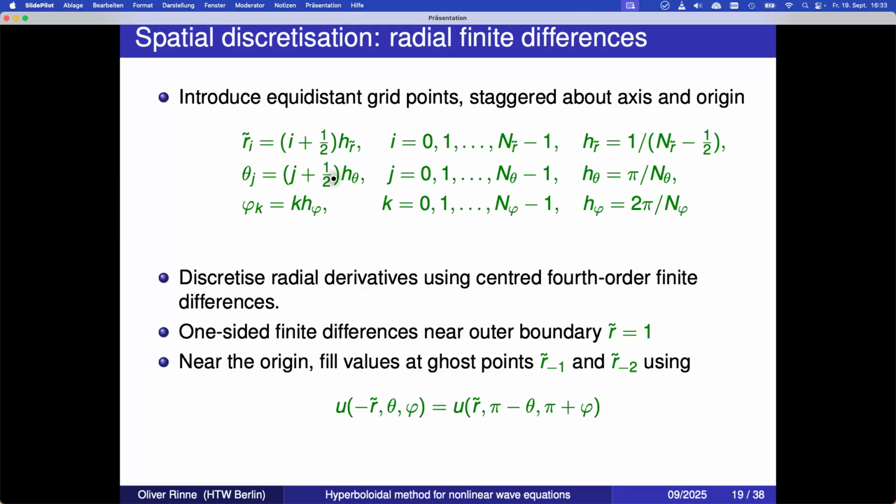Similarly, for the theta angle, we also have a staggered grid about the axis, so there are no grid points at theta equals 0 or pi, which would be the axis of symmetry, the polar axis. Again, because you have these 1 over sine theta terms in the equation, they are difficult to evaluate. If you displace the points away from that, it's a lot easier. For phi, there's no such problem, so here I just take grid points which include phi equals 0 and phi equals 2 pi.